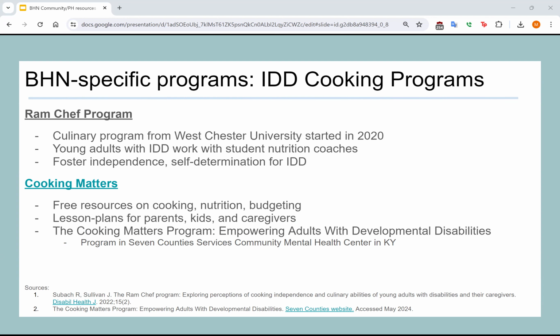And then there was another program in a very specific community mental health center in Kentucky. But I was looking everywhere. And they use Cooking Matters to provide cooking classes for their adults with developmental disabilities. So Cooking Matters is a free resource online that provides information on cooking, nutrition, and budgeting. They also provide lesson plans on how to cook, specifically for parents and kids and caregivers. So I'm not sure if this program tailored it or if they just used it as is, but it's a really great resource if you're interested in a cooking program. And it's all free materials.